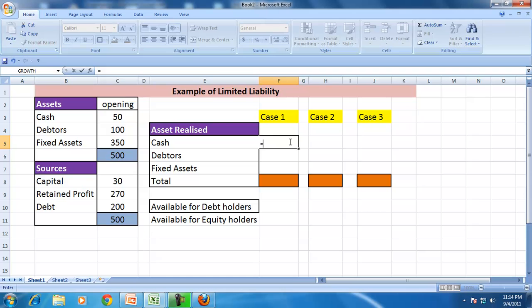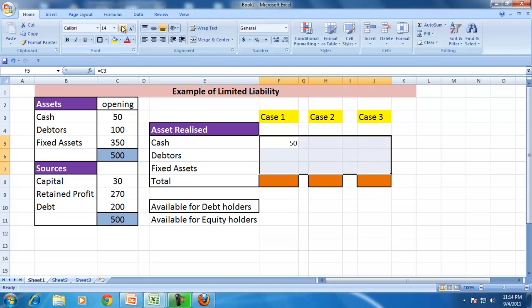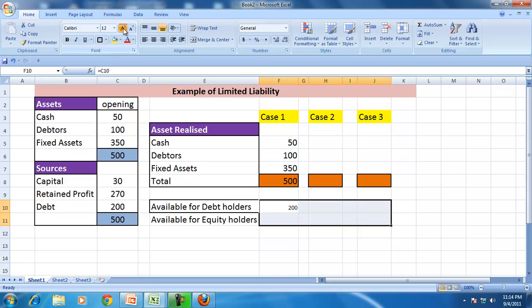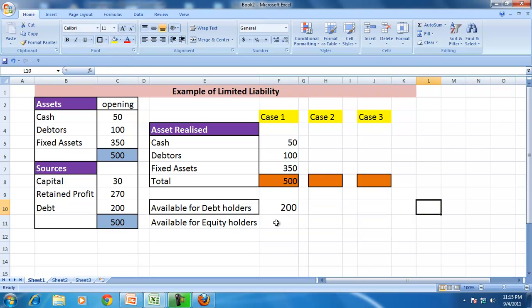Suppose in case 1 we say that the amount realized for the cash is the same, the debtors is the same, and 350 by sale of fixed assets also you got that much of money. So 500,000 is realized at the time of the liquidation. Of this money the first 200 will be the amount available to the debt holders, because the debt holders have claim on the amount first, and the balance will be taken by the equity holder, because the equity holders are the residual in nature, or the residue holder.